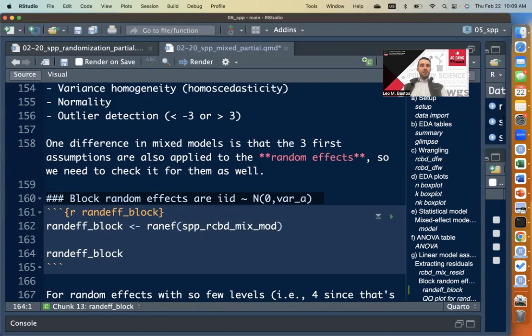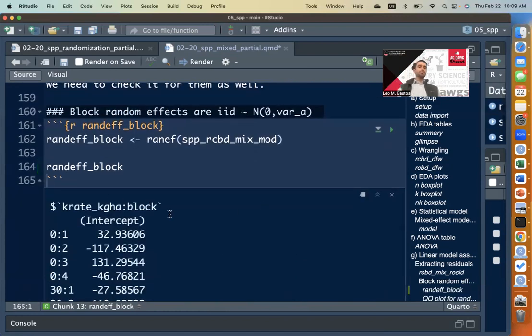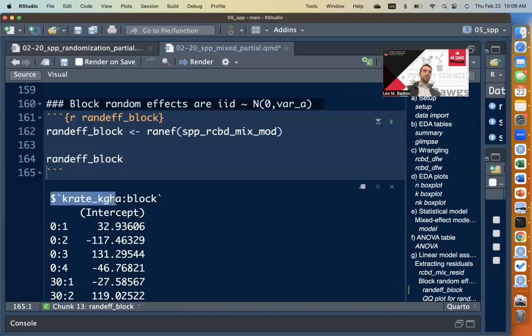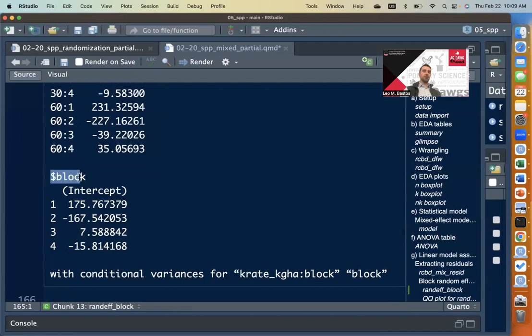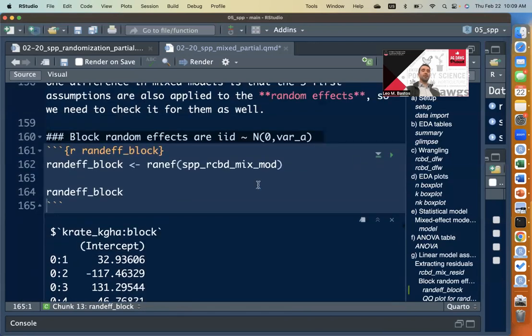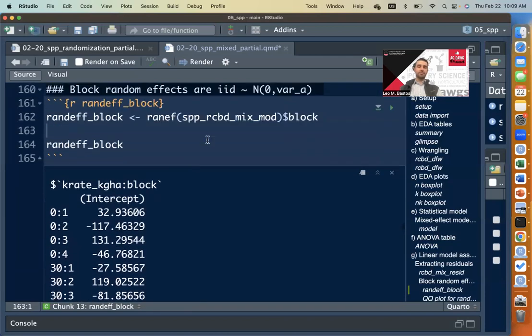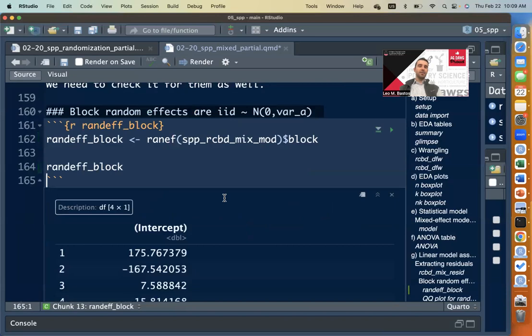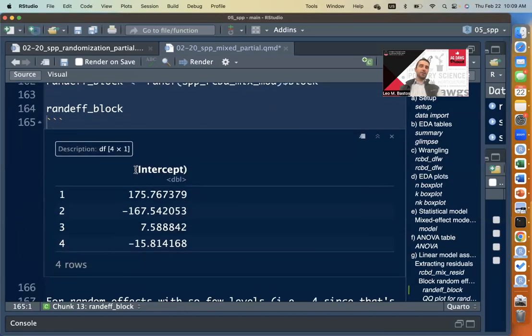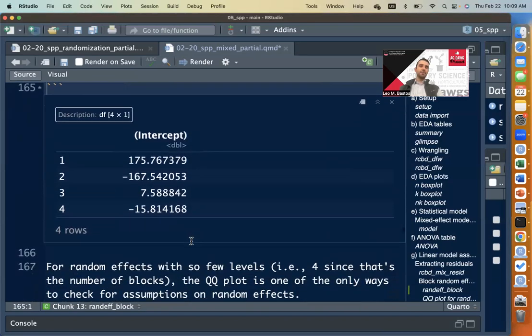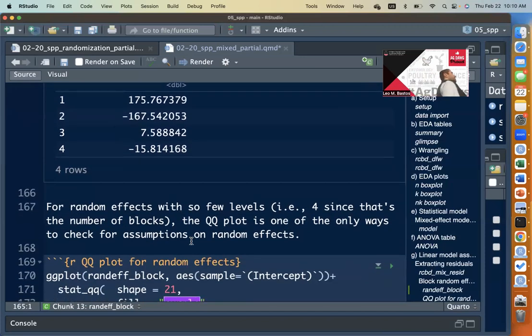So if we run this and you print it, there's going to be two components of it. The first is the interaction of potassium rate and block, and then it's going to give us the block one. We're going to check both of them, but in this chunk here, I want to check the block. So we're just going to give it that dollar sign and block to pull out only that block component from this list. Then this becomes a data frame that has a column called intercept and the values there.